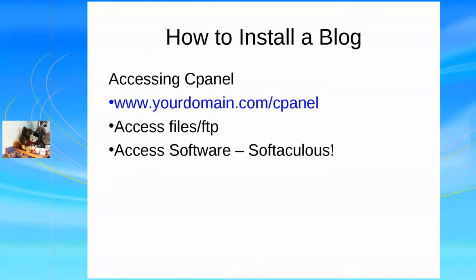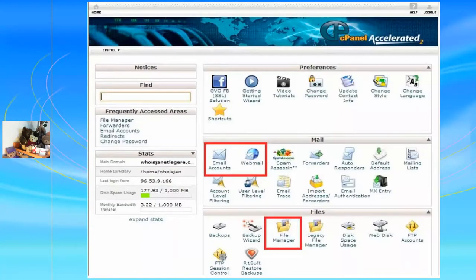So you're going to have a cPanel that's going to be your domain name /cPanel. That's how you access it. You'll have access to your files, to FTP, your email. You'll also have access to different software programs, one of them being called Softaculous. And Softaculous is a script program. So it offers many, many scripts for you to install. The one script that matters is WordPress. That's all we're interested in here, okay?